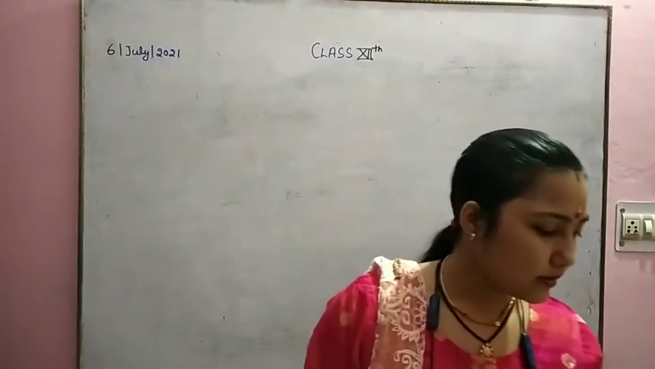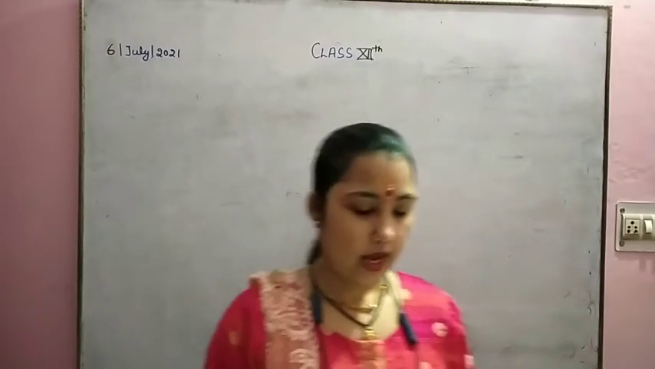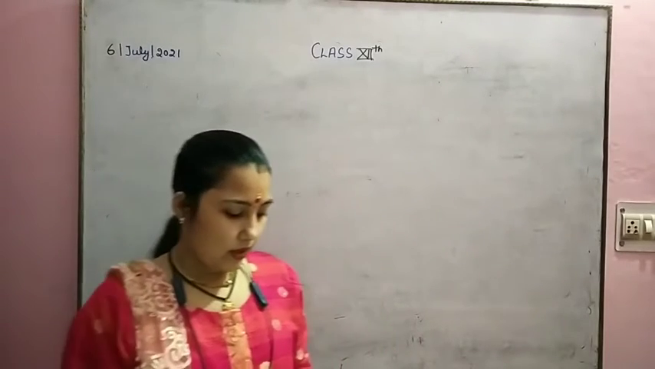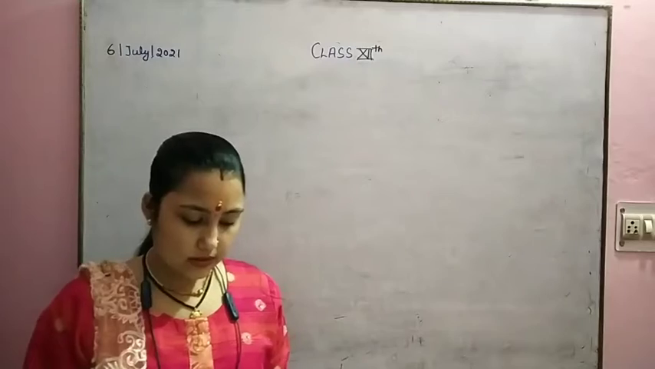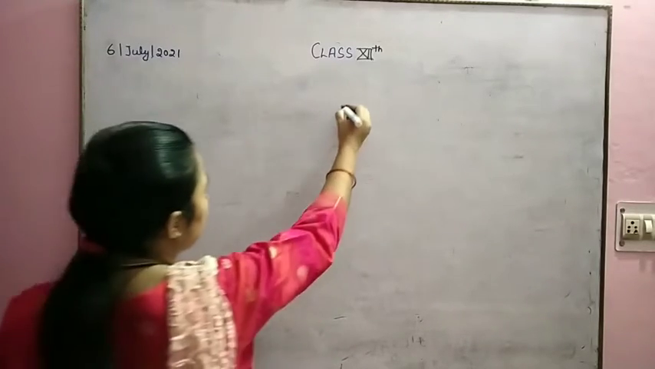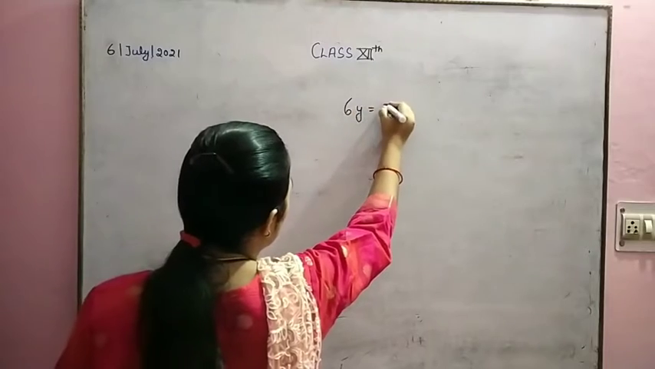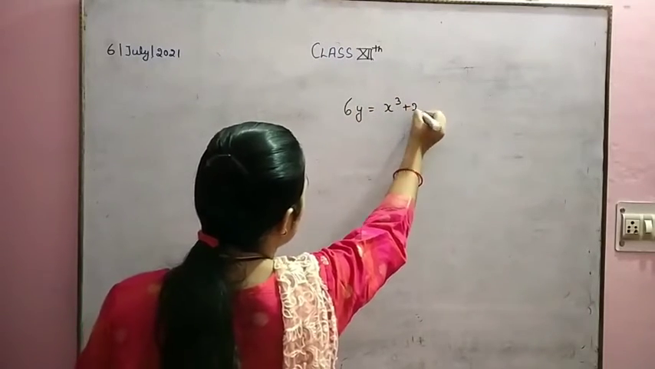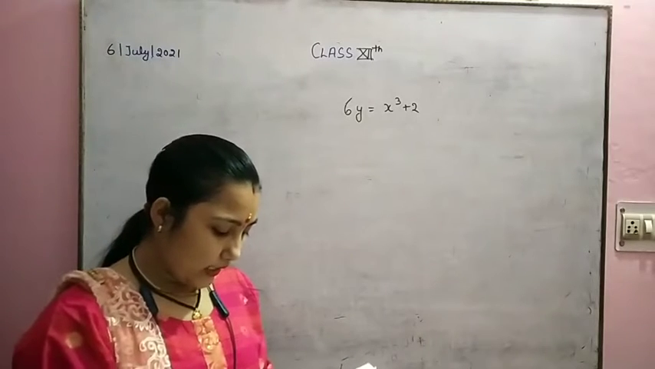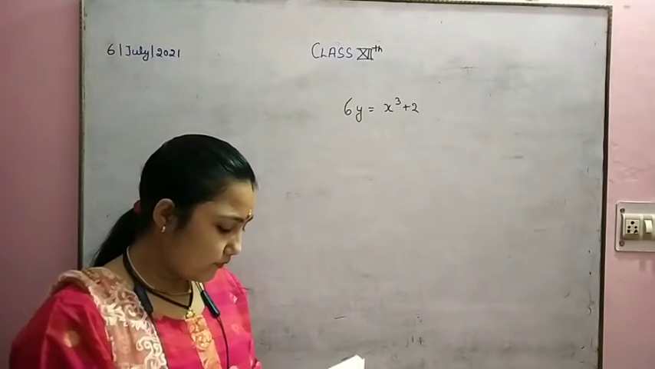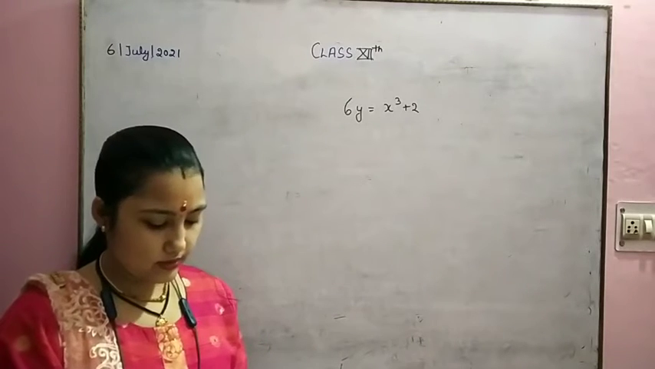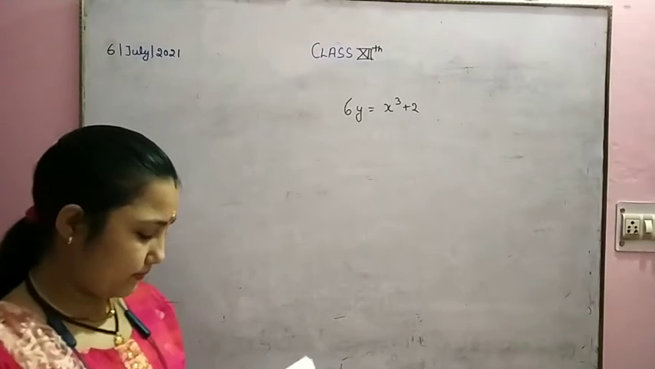So let's start. Open your NCERT book and read question number 11. A particle moves along the curve 6y equals x cube plus 2. The curve is given to you: 6y equals x cube plus 2. Then find the point on the curve at which the y coordinate is changing 8 times as fast as the x coordinate.